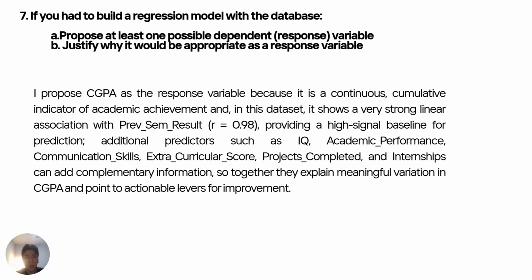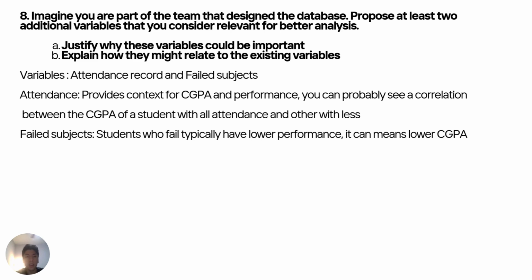For point 7, we have to choose a possible dependent response variable. In this case, I propose CGPA as the response variable because it can work really well with other variables such as EQ, academic performance, communication skills, and extracurricular scores. So this will be really nice for this model. And for point A, if I had to add two additional variables, I would choose attendance record and failed subjects.